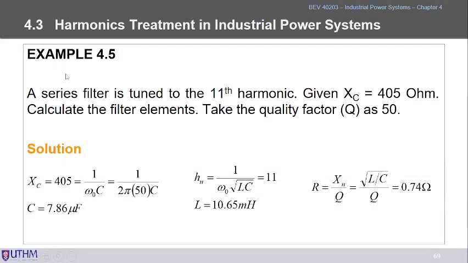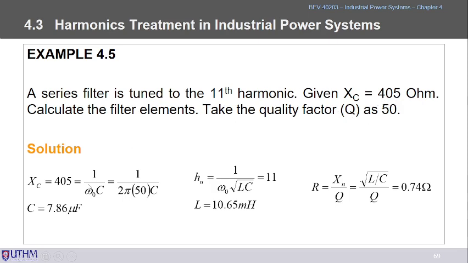Okay, we have one example here. Example 4.5: you have a series filter tuned to the 11th harmonic, and it gives us XC of 405 ohms, and we need to calculate the filter elements. The filter elements mean what are the C, L, and R values. Of course it gives us the quality factor Q as 50 in this case.